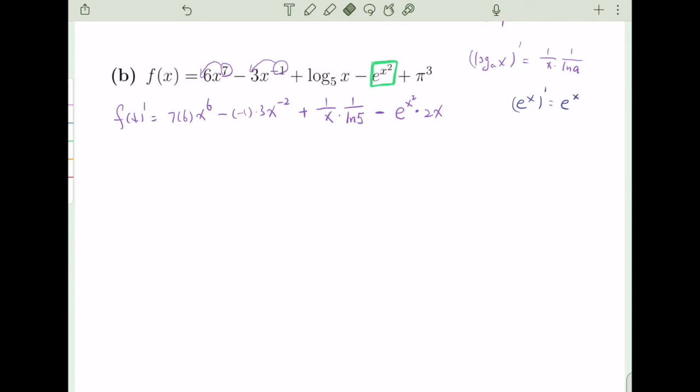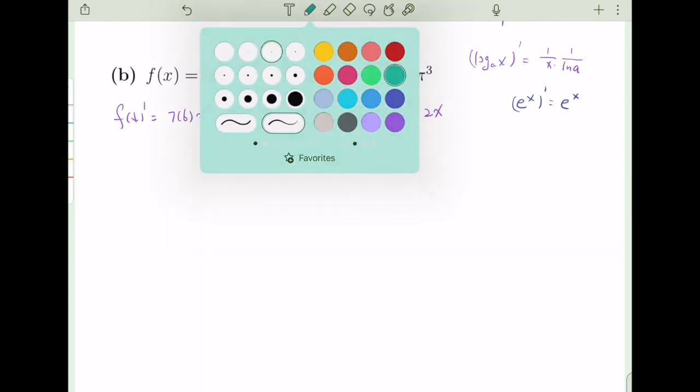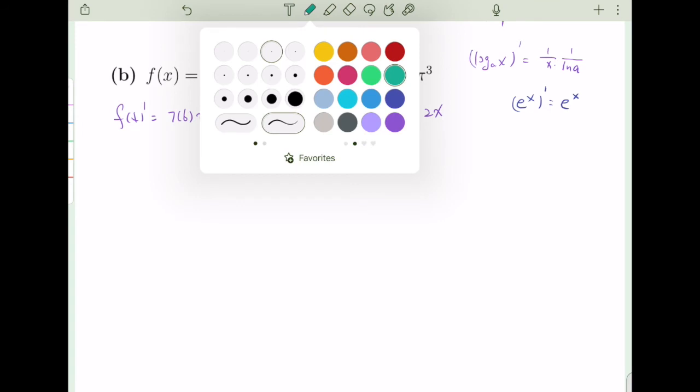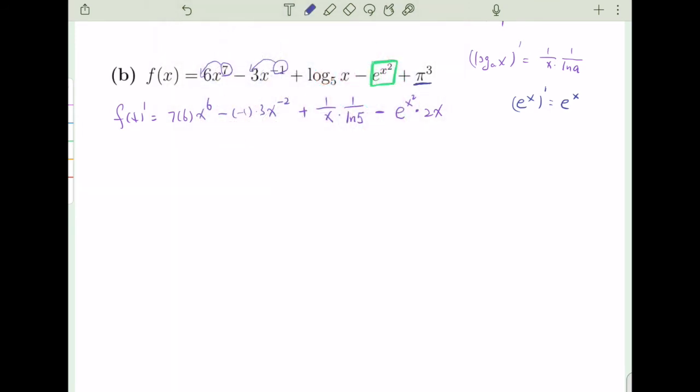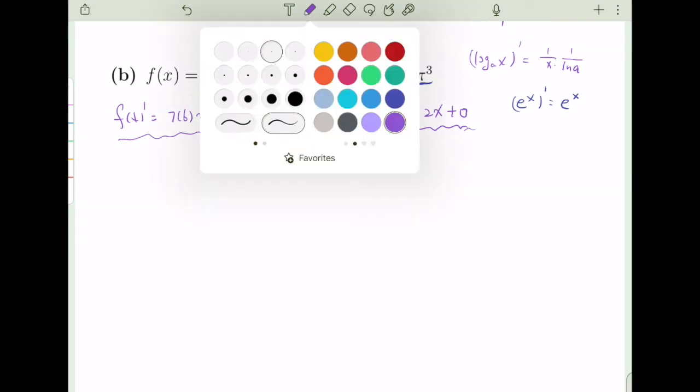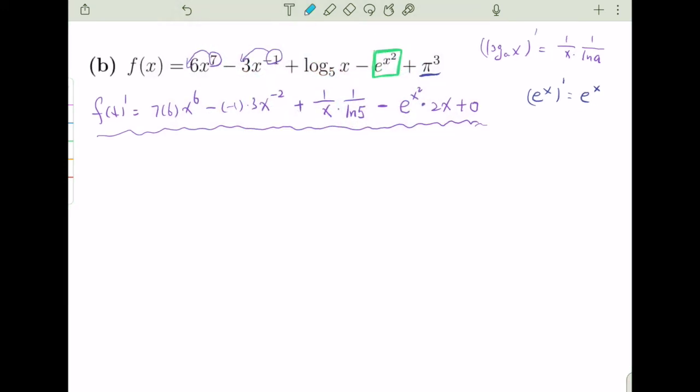If you're still confused with that, I'll explain a little bit here. Let me finish this first. So the last term, that's pi to the 3, okay, is a constant, so it's 0. So that is the final solution. You can simplify it a little bit if you like, but it's not a big deal. Now let me explain this chain rule again in case you're still confused.